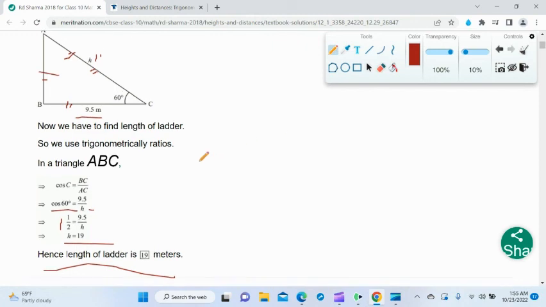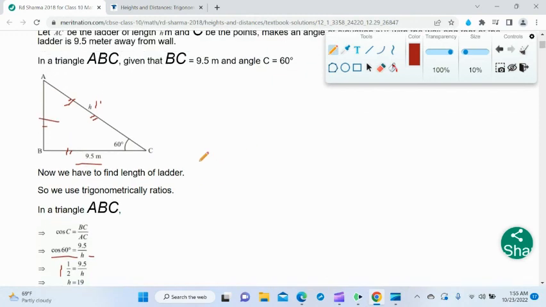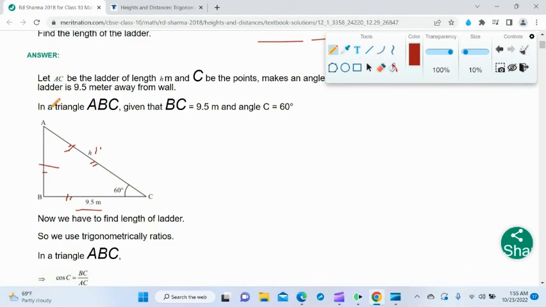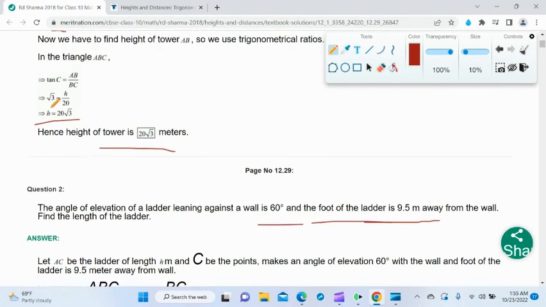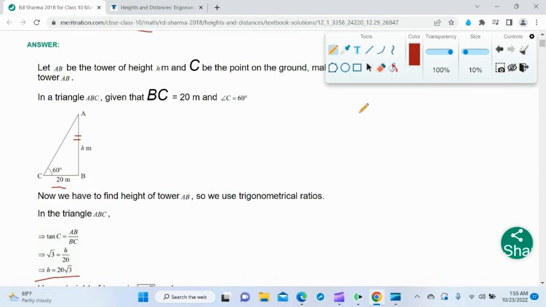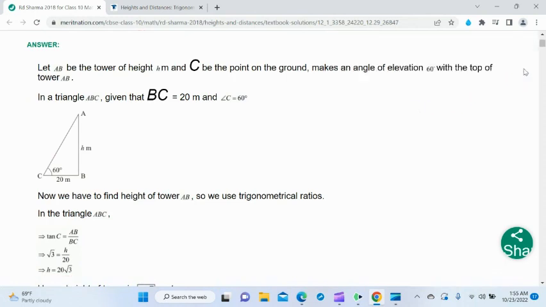Okay. So these are some basic things. I think most of the problems will revolve around this kind of question only. If we understand the basics of this, then I don't think it's very difficult to solve the problems.